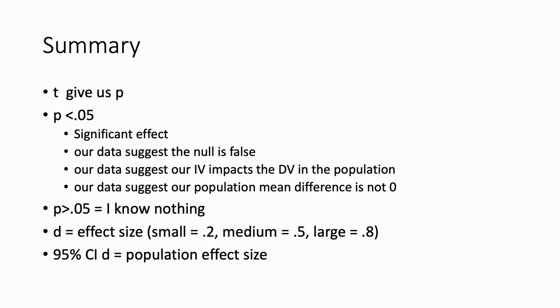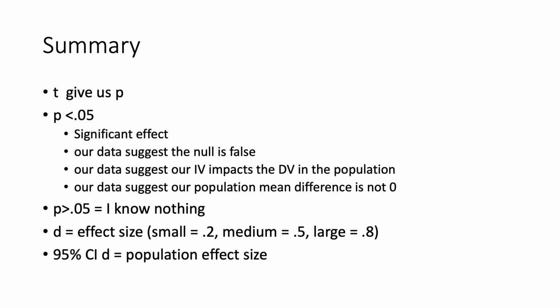So we're at our summary now, for those of you that didn't skip. I'm going to simplify this. What do we need to know? Our T statistic gives us our P. P less than 0.05 is significant. Our data suggests the null is false. Our data suggests our IV impacts the DV in the population. Our data suggests our population mean difference is not 0.